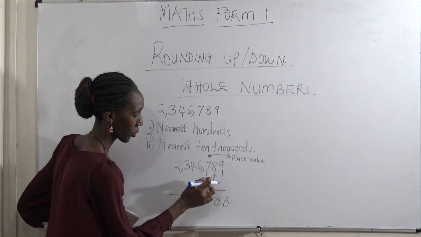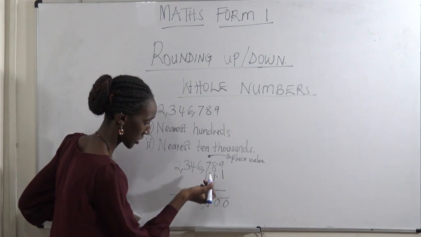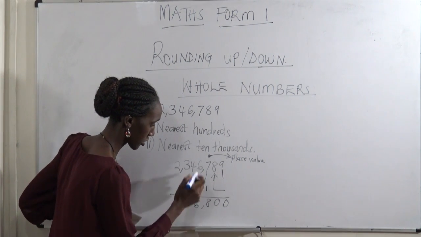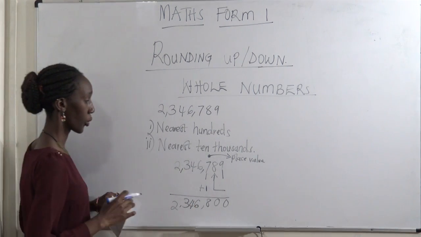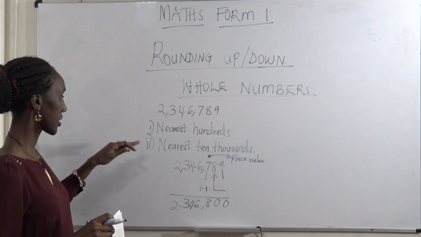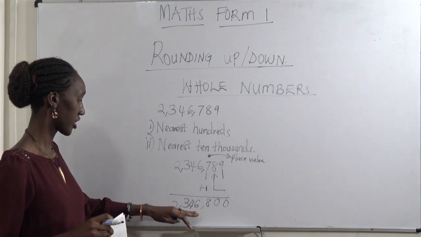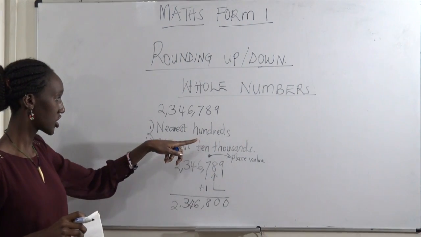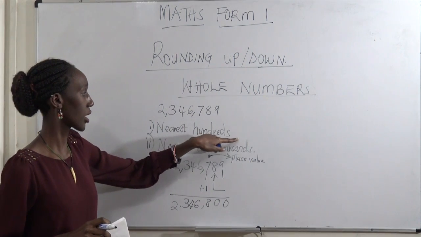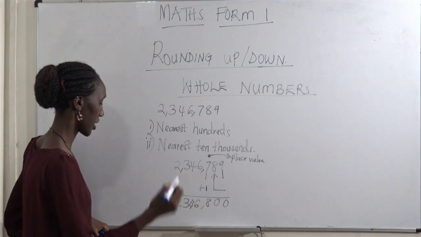So 7 plus 1 will give me 8. The other numbers remain unchanged. So this will have 6, 4, 3, 2. So our number in the nearest hundreds is going to be 2,346,800. Remember, we are rounding to the nearest hundreds. Now, this is our answer to the nearest 100.